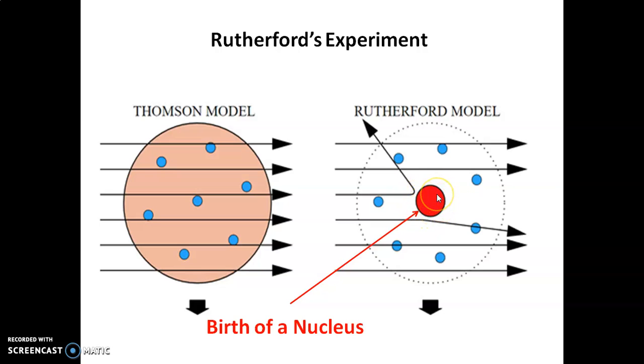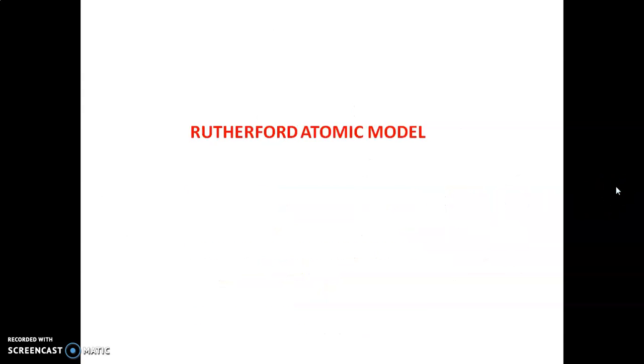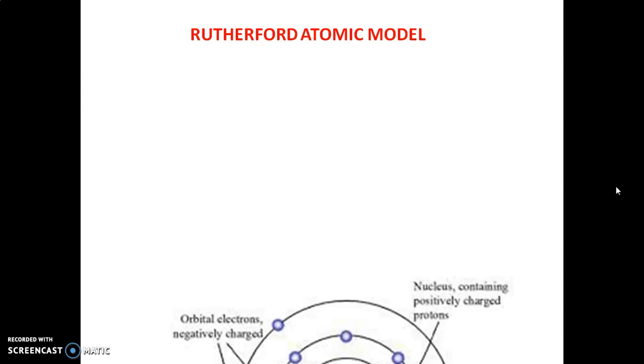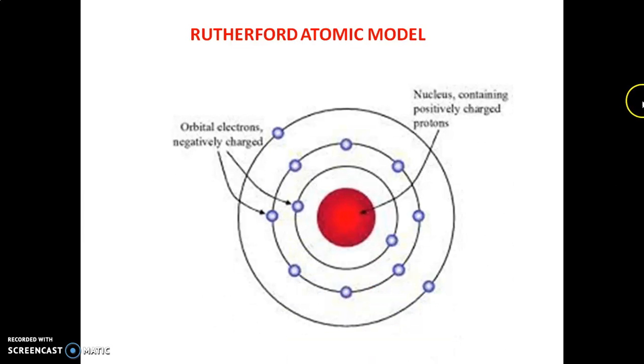So we can say this was the birth of the nucleus, because earlier no one thought that there was something called a nucleus. We only had the atom. And after this birth of the nucleus, we have the Rutherford atomic model, where it was thought that the nucleus contained positively charged protons and we had electrons surrounding this positively charged nucleus. So that was the Rutherford atomic model, as we all know.